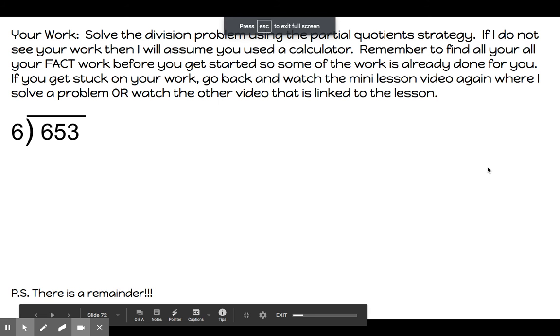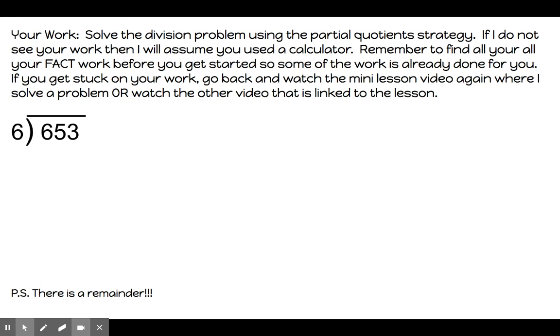All right, here's your problem that you are going to work on. You are going to work on 653 divided by 6. So instead, you are going to have 653 Skittles divided by 6 people, okay? And I will give you a little hint. There is a remainder, so you will not get all the way down to 0. There will be a remainder. Off you go using partial quotients.